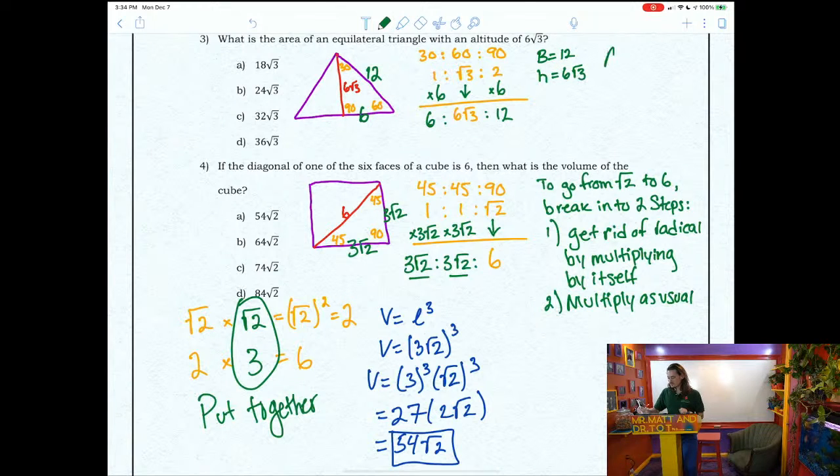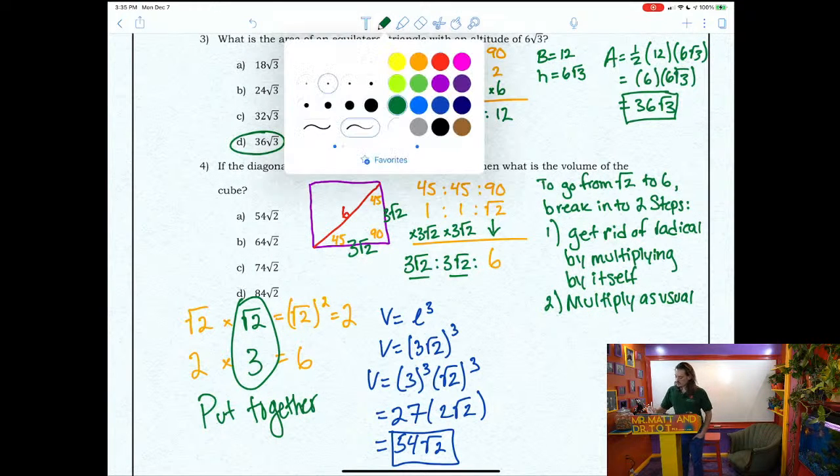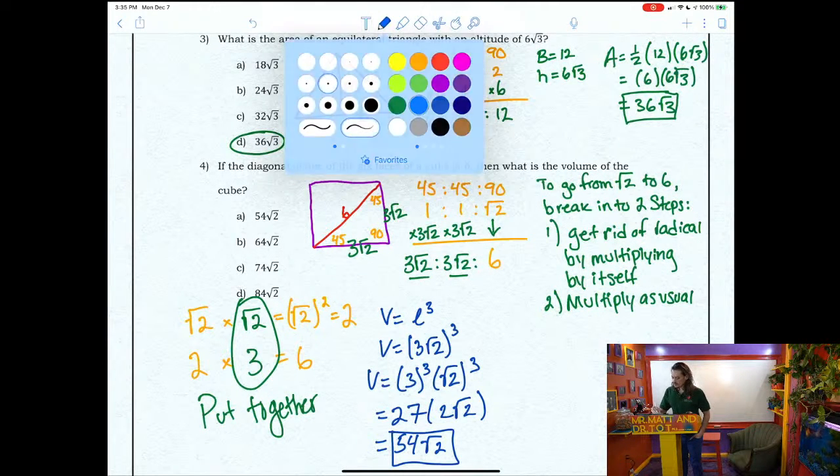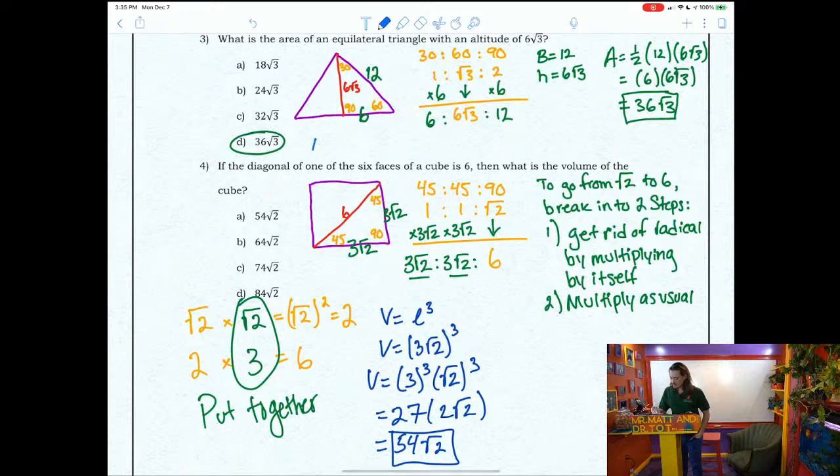So the area is going to be 1/2 times the base, which is 12, times the height, which is 6 root 3. 1/2 times 12 is 6. 6 times 6 root 3 is 36 root 3. That's answer selection D.